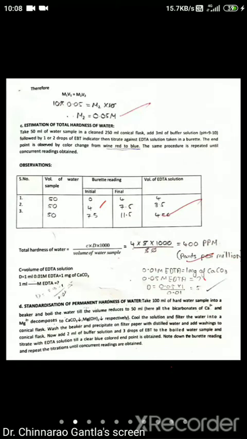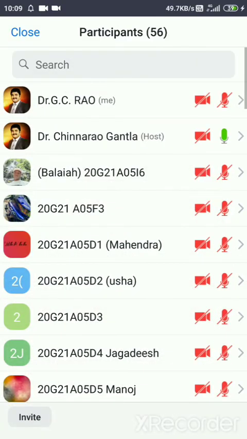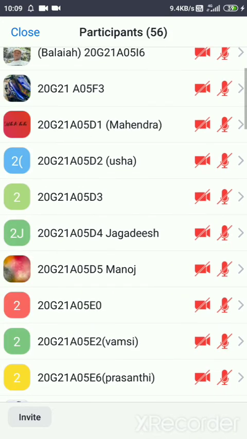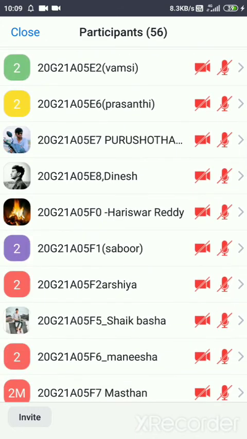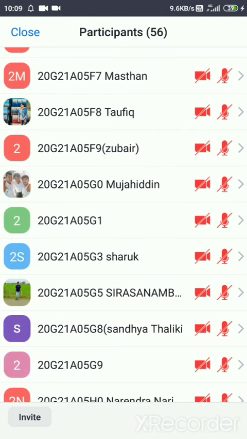Estimation of permanent hardness of water. Take 100 ml of water sample in a beaker and boil the water till the volume reduces to 50 ml. Yes, Ca2+ and Mg2+. Cool the solution and filter it. What happened? These ions decompose to CaSO4, CaSO3 and precipitate. Temporary hardness causing salts, nothing but calcium and magnesium bicarbonates, are removed in the process of boiling.